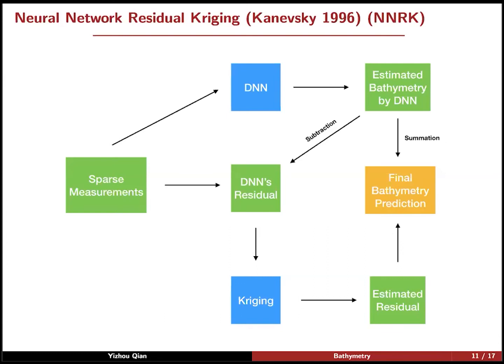This assumes that when we make predictions using a deep neural network, the eventual residual from our deep neural network has some kind of spatial correlation, so that it can be estimated by our Kriging method. So eventually this estimation can further improve our prediction made by our deep neural networks.